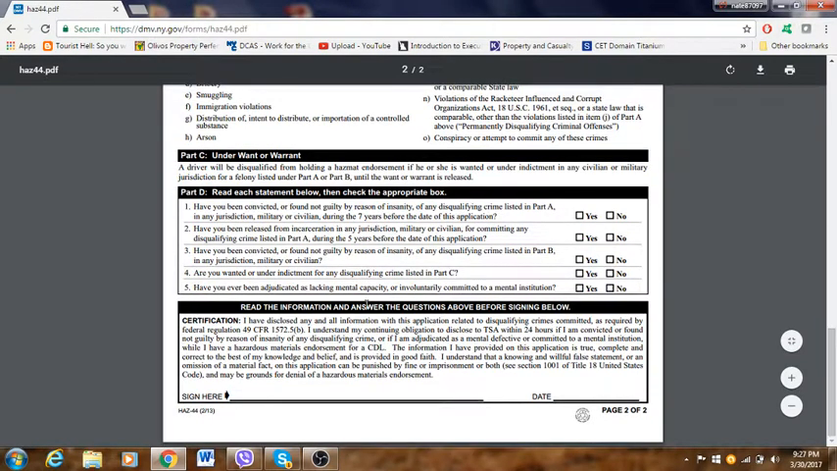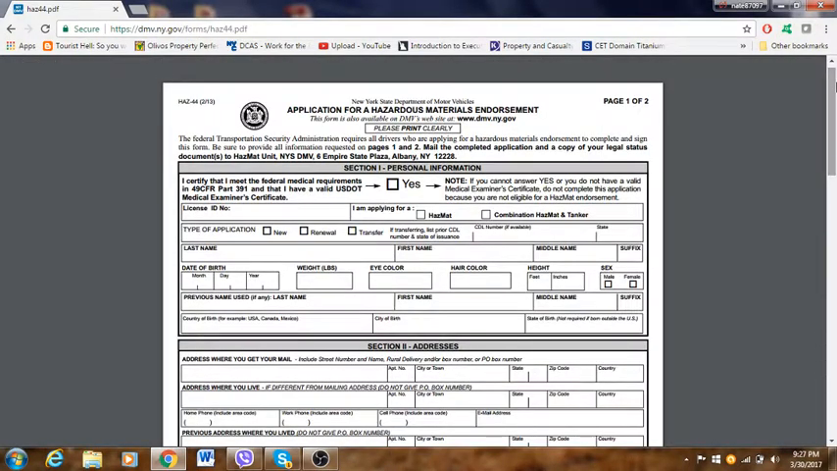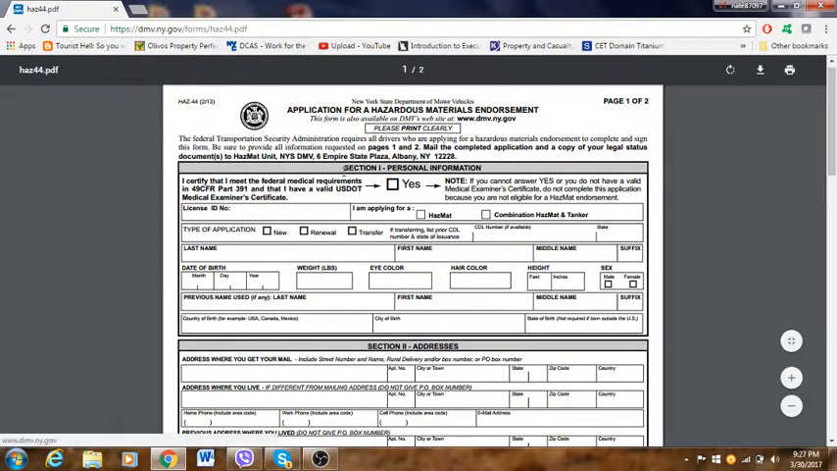So once you read this and you make sure, read the certification disclosure, you sign here and you date here. Once you do that and you put a copy of any of your legal status with it, you just mail it to them. The mailing address is New York State Hazmat Unit, New York State DMV, 6 Empire State Plaza, Albany, New York 12228. That's the address where you have to send.